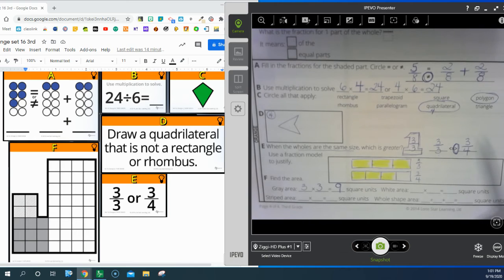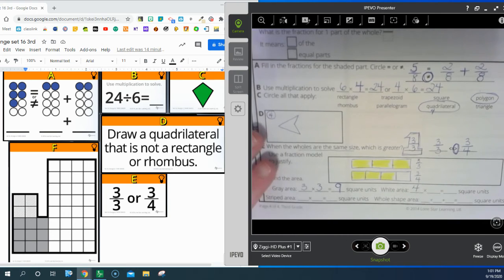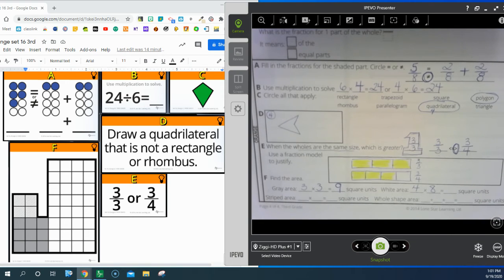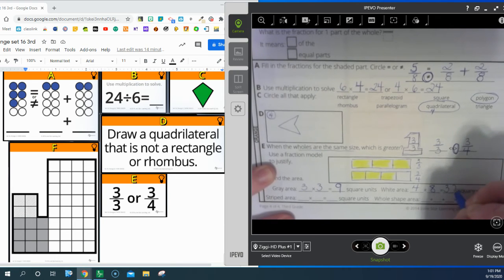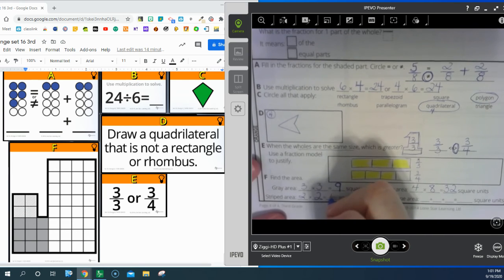The white area is much bigger. It looks like it is 4 across. And 1, 2, 3, 4, 5, 6, 7, 8 down. So it's a 4 by 8 grid. 4 groups of 8 is 32. Then we have the striped area, which is a 2 by 2 area, which is 4 square units.